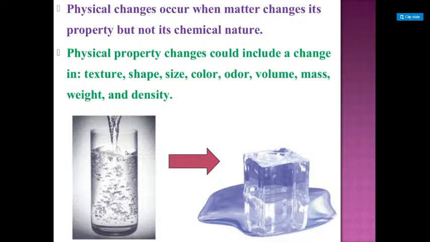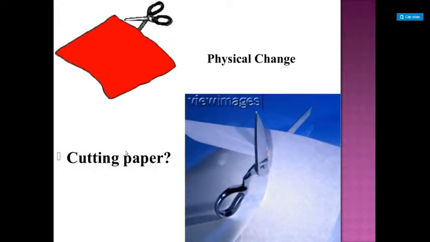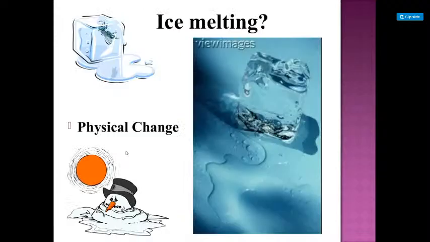Yes, Rishika? Physical property changes could include a change in texture, shape, size, color, odor, volume, mass, weight, density. These all are physical properties. So we can see if we crush the aspirin, or a boiled egg, these all are physical changes. There will be no change in the chemical composition, right? So cutting a paper or cutting a cloth, both are physical changes because we are not changing the chemical composition.